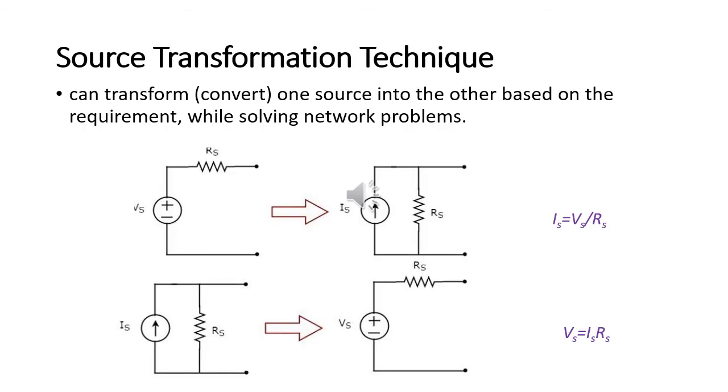Now let us have a look at source transformation. One can easily convert a current source into a voltage source and vice versa. For example, in the first figure, you can see on the left side there is a voltage source. That's a practical voltage source which has a small series resistance Rs.